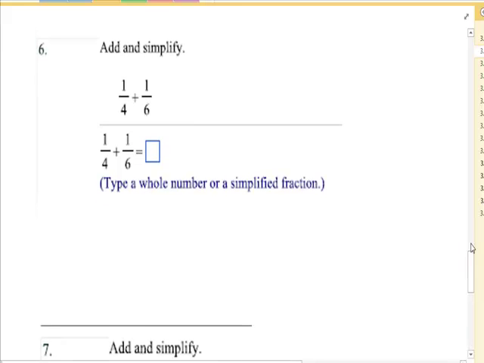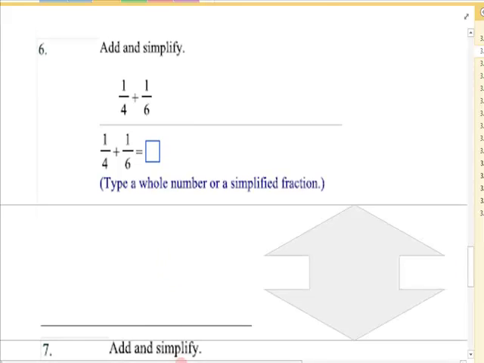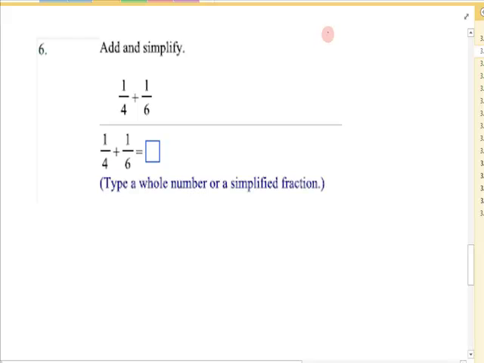Let's look at number 6. I have to find my common denominator for 4 and 6. This one I'm going to do method 1, which is to list multiples. So 6 times 1 is 6. 4 doesn't go into 6 evenly. 6 times 2 is 12, but 4 does go into 12. That's my least common multiple, or my common denominator.